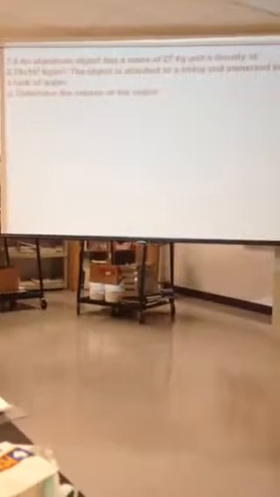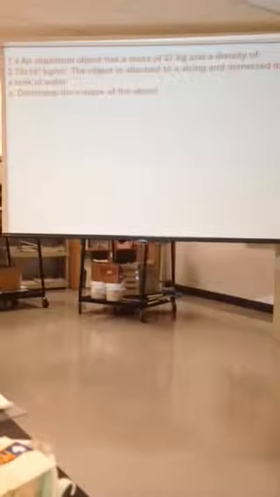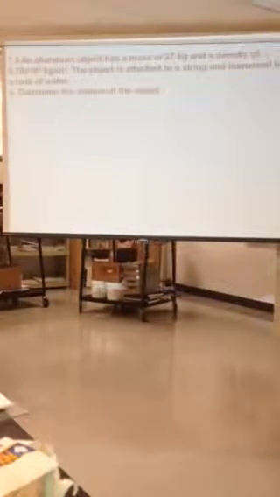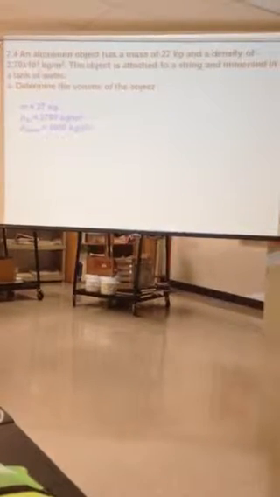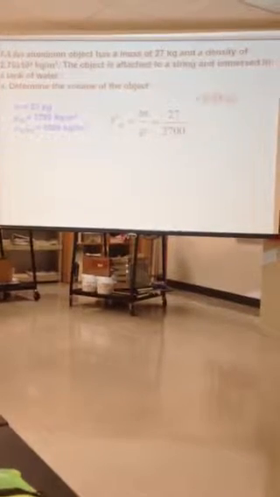Attached to a string and immersed in a tank of water. All right, what's the volume? How do we use those two numbers to get volume? Density times mass. Right. I'm going to take 27 kilograms divided by 2.7 kilograms per meter cubed, and I get meters cubed. Right? You make the units work. Okay? So that's the first thing we get. My volume within there. So 0.01 meters cubed. Determine the tension in the string when it's completely immersed.